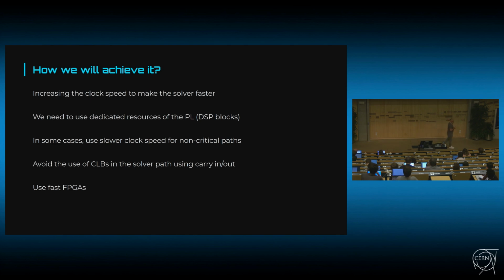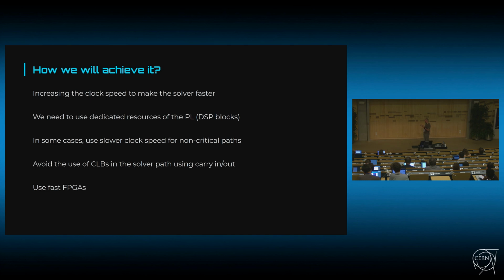Regarding the second one, FPGAs, inside we can find different types of slices. We have DSPs, we have BRAM memories, we have regular, or what I call general purpose logic, which are the CLBs, and some of them are faster than others.